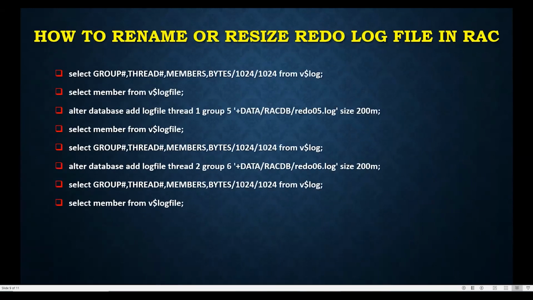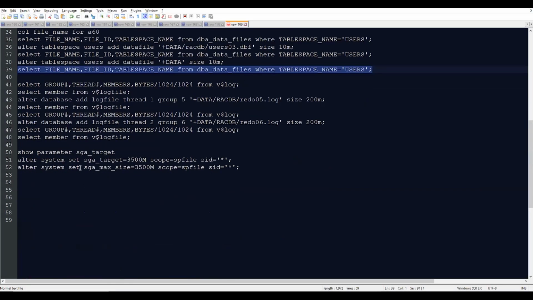So which is nothing but similar to your data file management. So you have to run the alter database add logfile, and here you have to very carefully mention the thread number. So if you have 3 nodes, you have to mention thread 1, thread 2, and so on. Okay. And again, you can verify the member details, and you can verify the group. So I'm just going to execute a few of the commands so that you can understand.